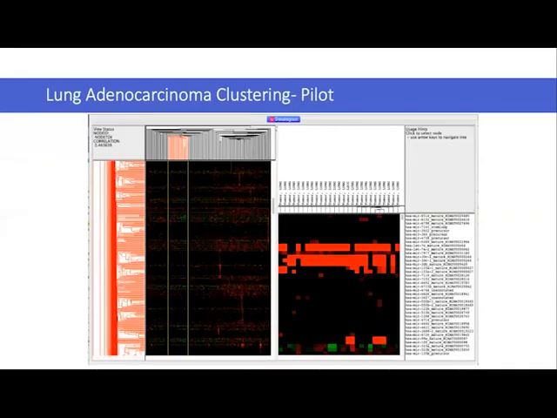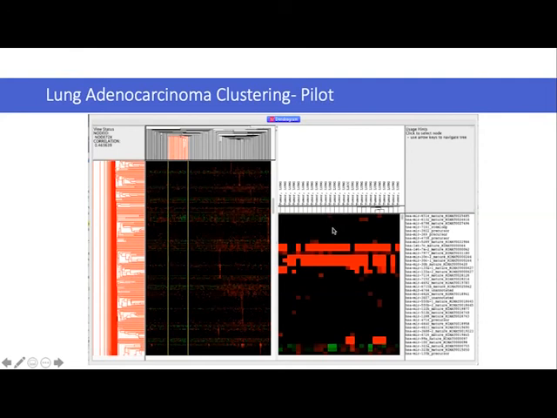So this is a view of Java TreeView, and to explain what we're looking at here, this is a heat map of hierarchical clustering. At the top, you can see a dendrogram or a tree diagram that groups similar samples with each other. The red in the heat map are microRNAs that are overexpressed in samples compared to the median, and the green are microRNAs that are underexpressed compared to the median.